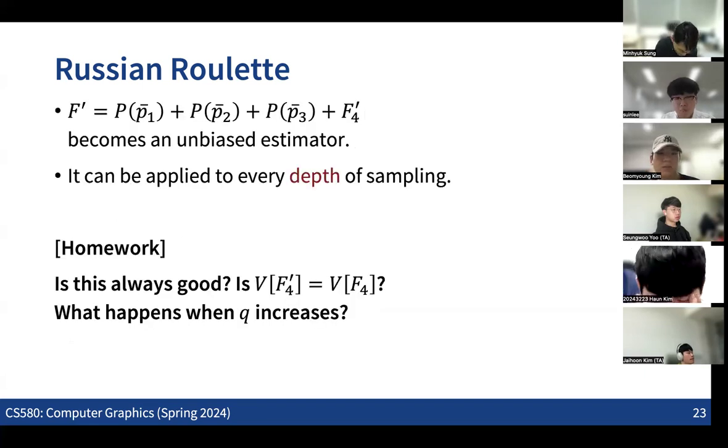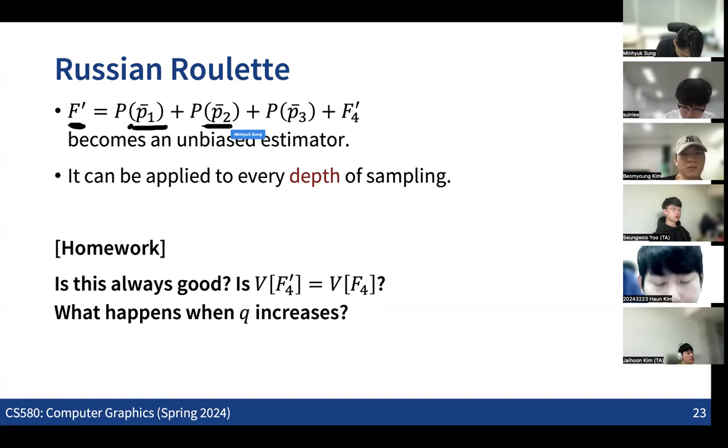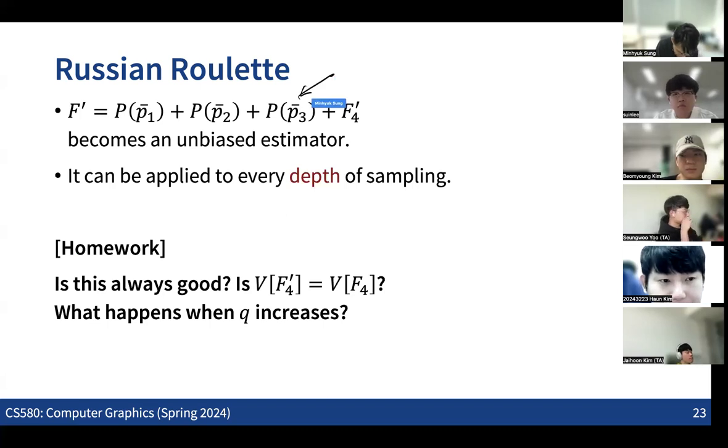Then what you can see is that if we have this new estimator that has the light emission and direct illumination, and also the tree of indirect illumination, with this Russian roulette estimator, then we result in an unbiased estimator. We can also apply the same Russian roulette idea for every depth of the sample. So that's one of the ideas for making the computation more efficient.